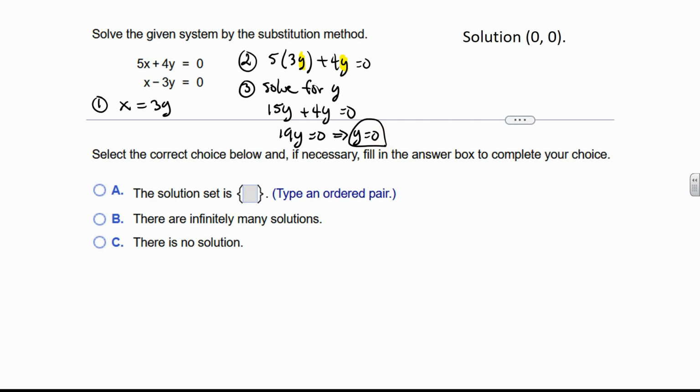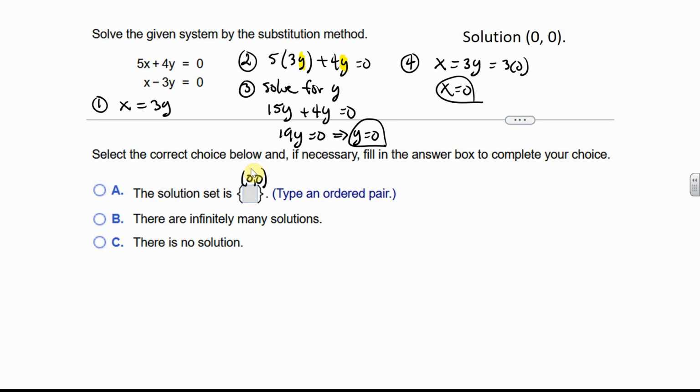Right? Step 4, go back to step number 1, I have x equal to 3y, 3 times 0, x equal to 0. Right?